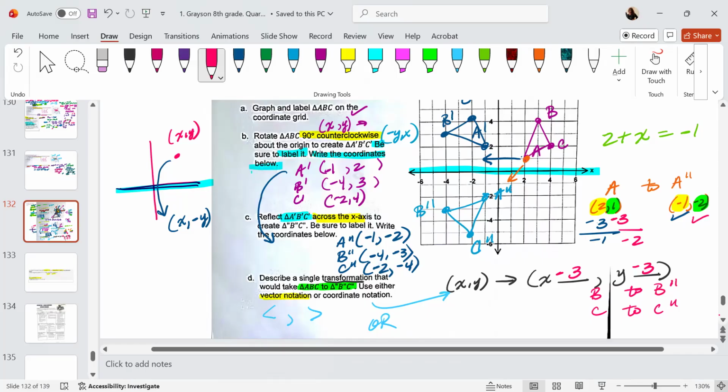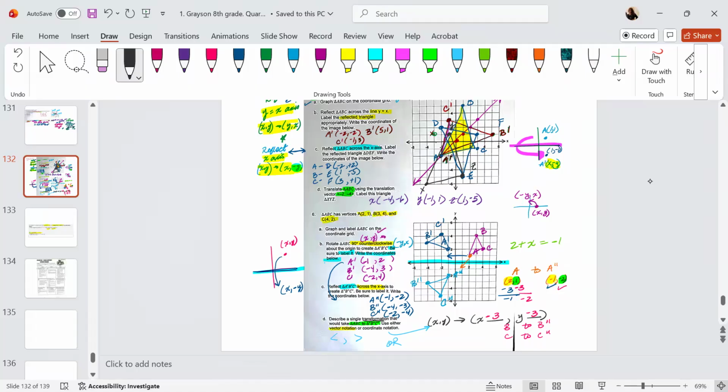Did it check out? Grayson? Hold on. So let's start off at B, correct? B is 3, 4, right? Your translation is x minus 3, which should be a 0, 1 for B double prime, correct? That is not correct. Let's see, B is 3, 4.